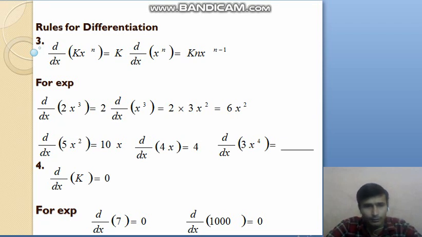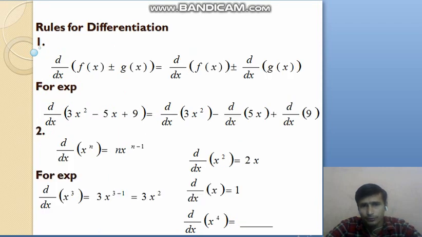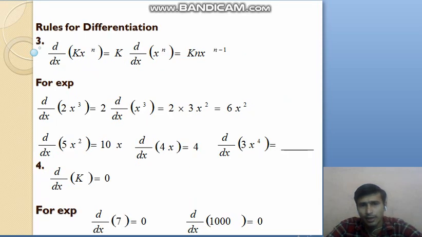I repeat all the 4 rules. First rule, the differentiation of addition or subtraction is the addition or subtraction of the differentiations. Second rule, d by dx of x raised to n is equal to n x raised to n minus 1. Rule number 3, d by dx of k x raised to n, we take the constant out of the differentiation. And the differentiation of a constant is always 0.